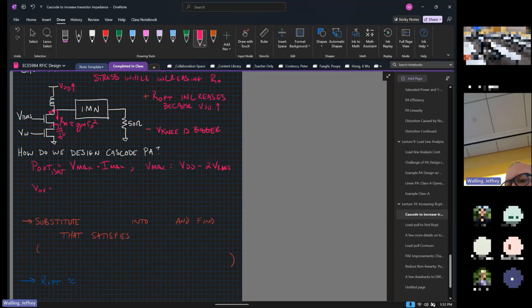All right, and of course, we have VOV for the device is equal to the square root of 2 times I max over mu times C ox times W over L. So this is just an expression for the overdrive voltage or VDSAT, you might have seen if you've had a past electronics course. And we sometimes call this voltage V knee. Okay, and then we also know what the max current is.